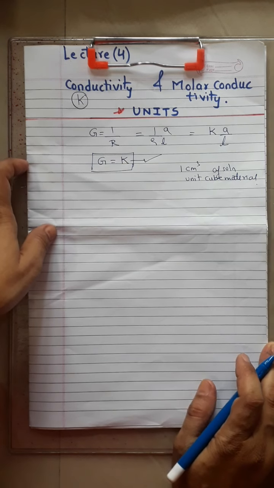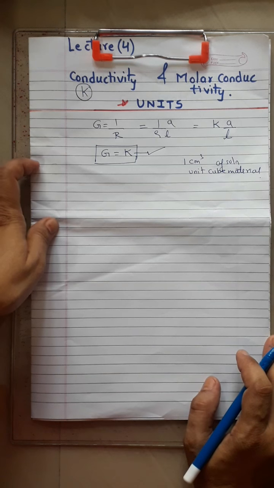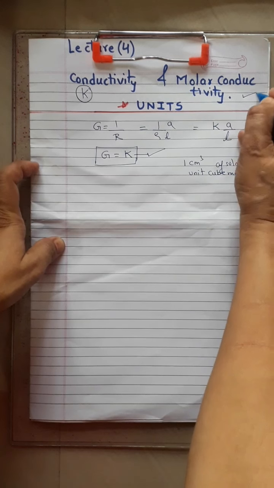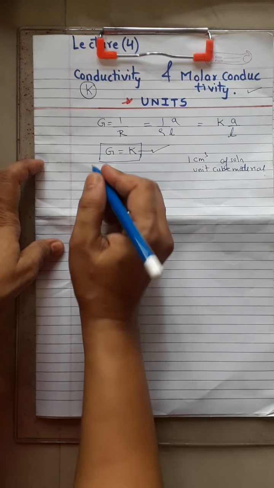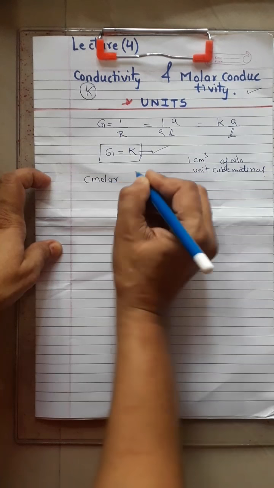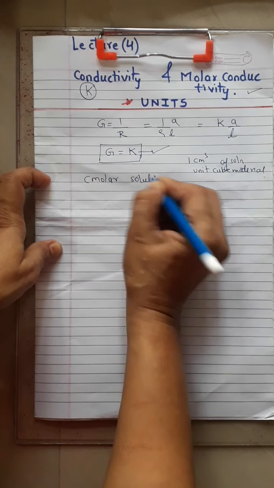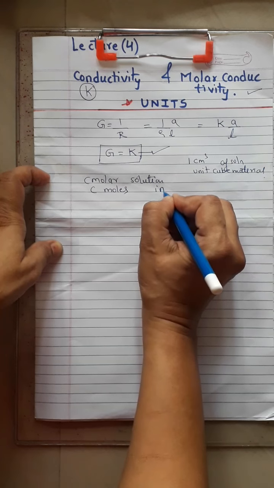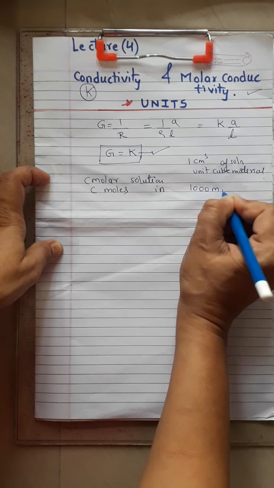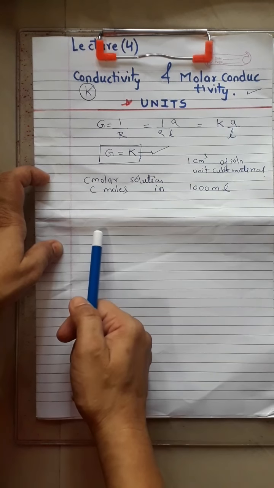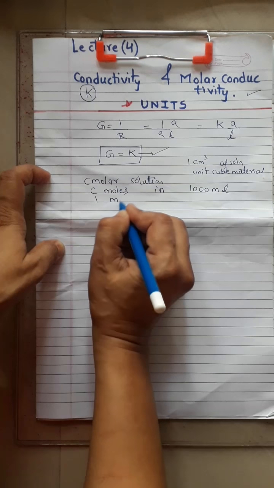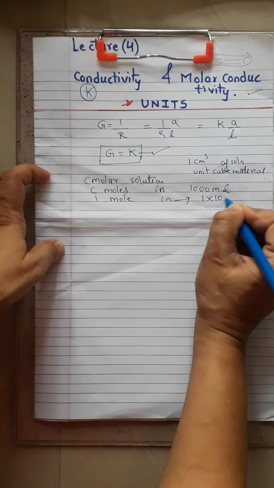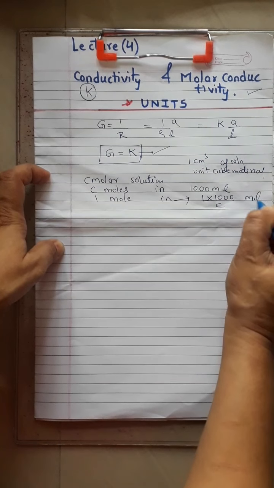So be very careful and just listen to the audio and look at the video. In order to understand what is molar conductivity, I begin with the meaning of C molar solution. C molar solution means C moles in 1000 ml. So if C moles are in 1000 ml, then 1 mole will be present in how many mLs? It will be 1 into 1000 upon C ml.